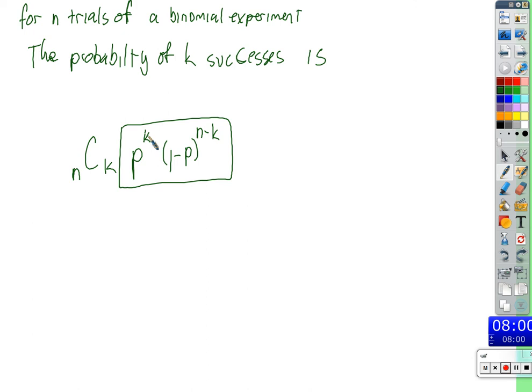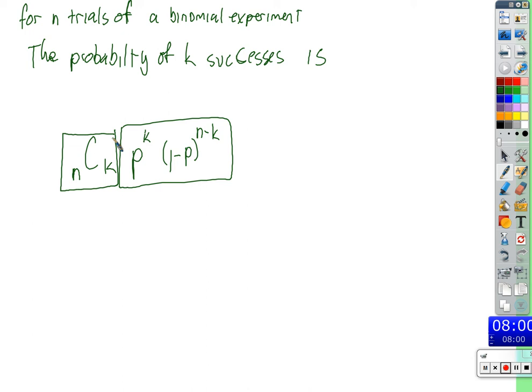The probability of succeeding to the k power, to the first power in our case, 1/6 to the first power. And then 1 minus p, well, that's 1 minus 1/6, that's 5/6, to the n minus k, well, that's the rest of the times we fail. There's 9 of those in our case. So what's this part?